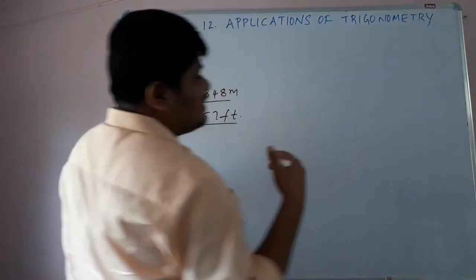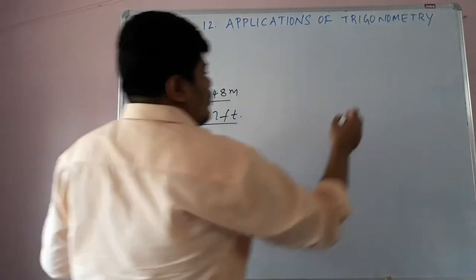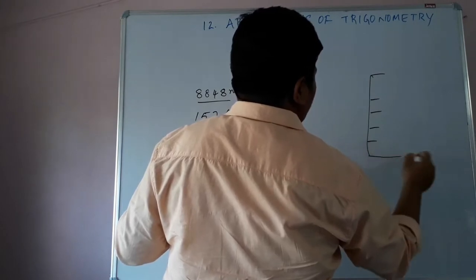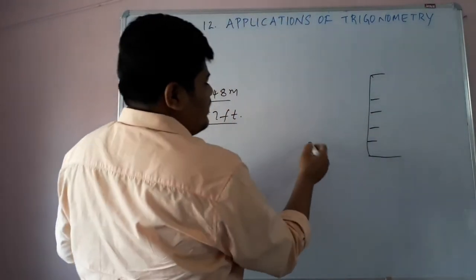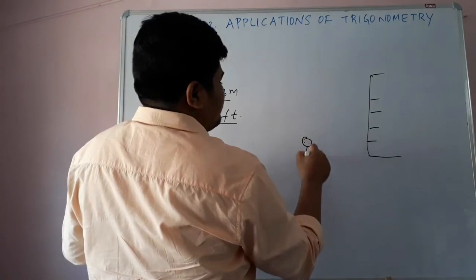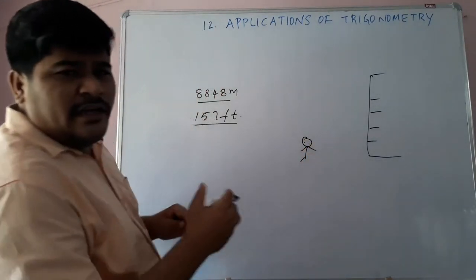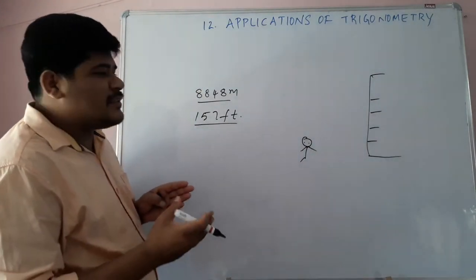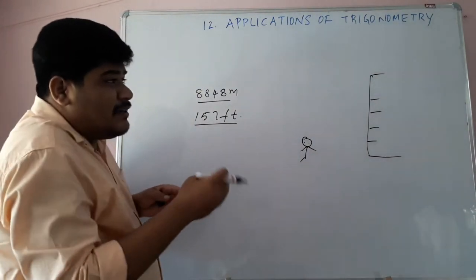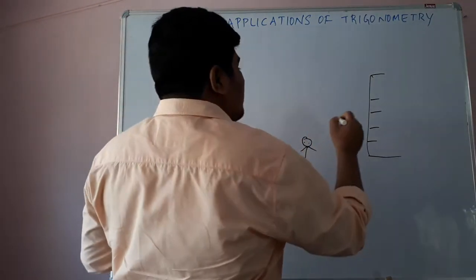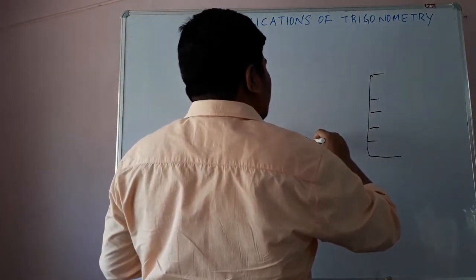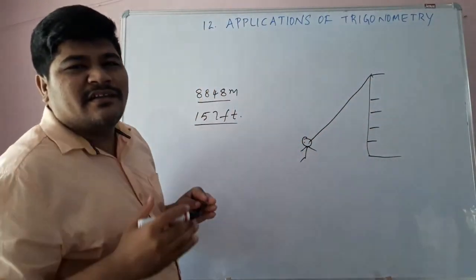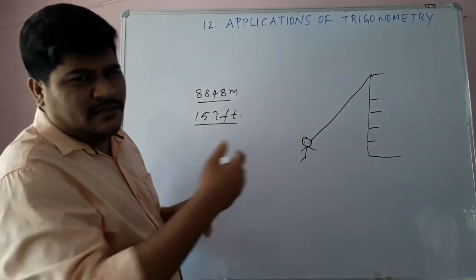Suppose we need to find the height of one apartment. It is like this, and suppose one student is here, and he needs to find the height of the building. What he has to do first is imagine one line matching his eyes and the topmost point of the apartment, of the building.